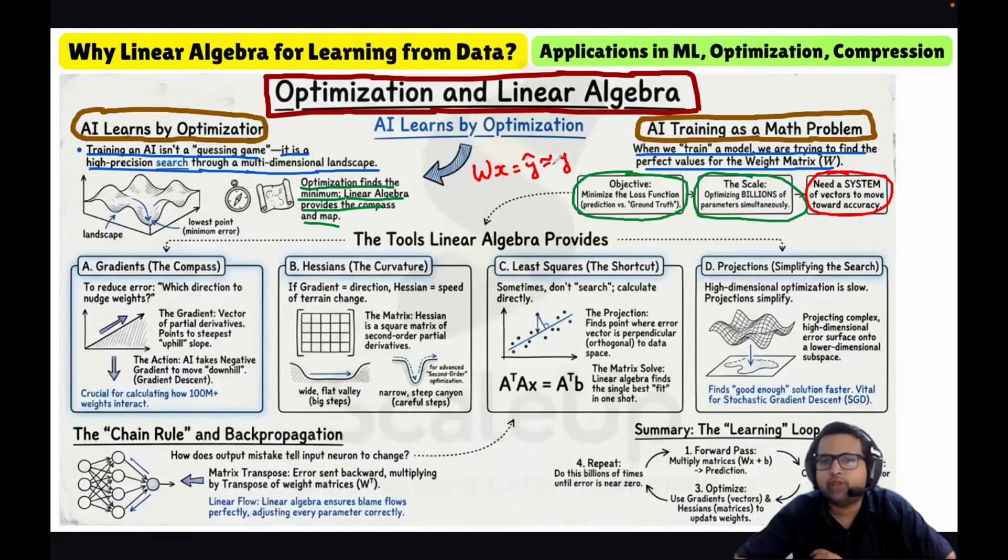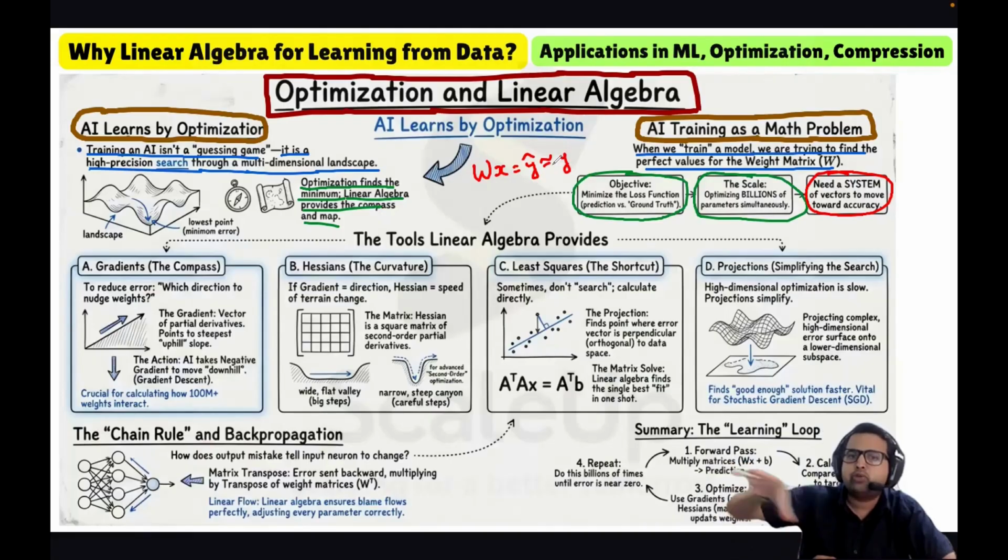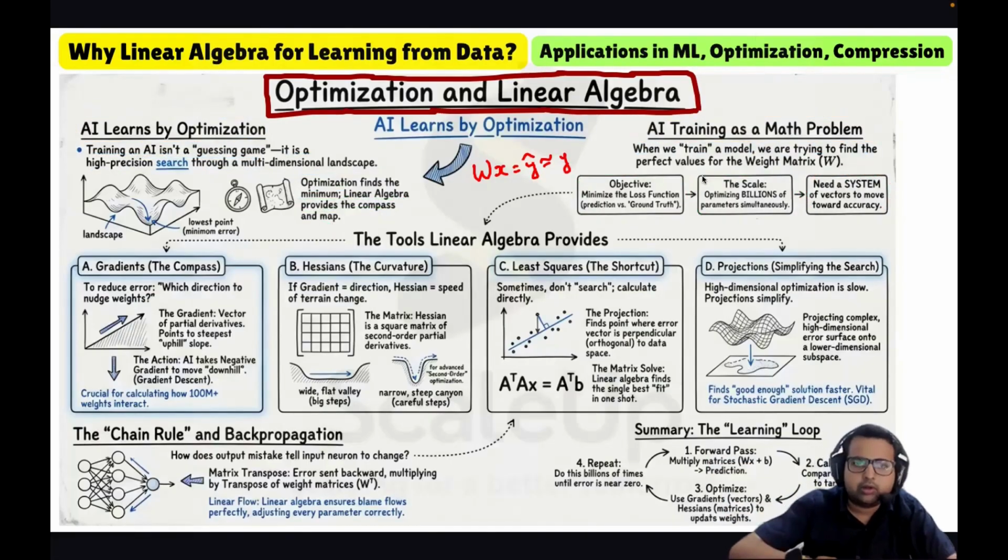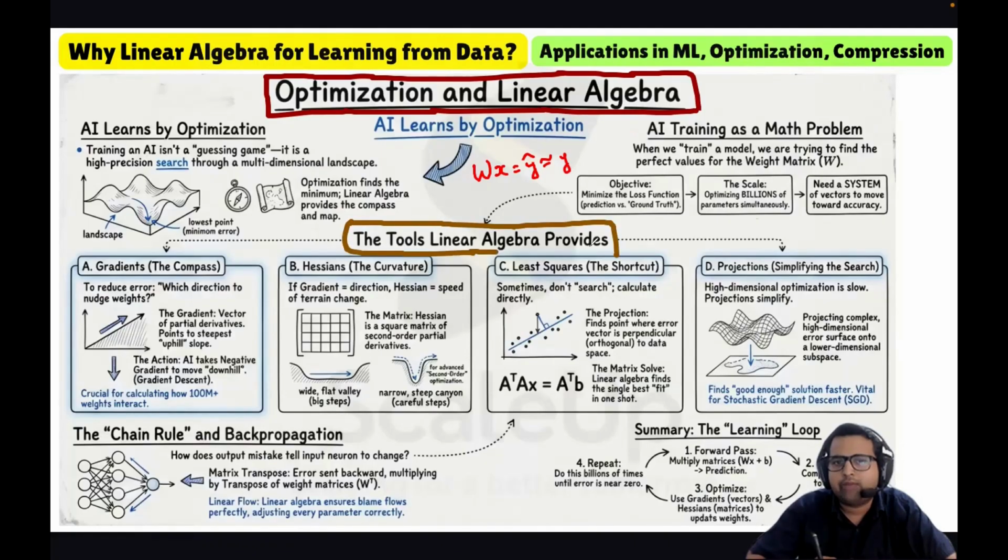The objective is to minimize the loss function. And if we talk about the scale, when we are training an AI model, we are optimizing billions of parameters simultaneously. To do that, we will need a system of vectors which will move towards accuracy. That is the idea. Now let us understand the tools that linear algebra provides to help us in optimization.